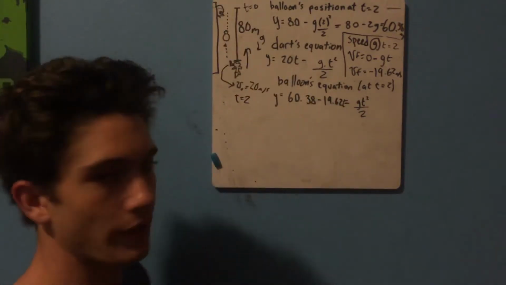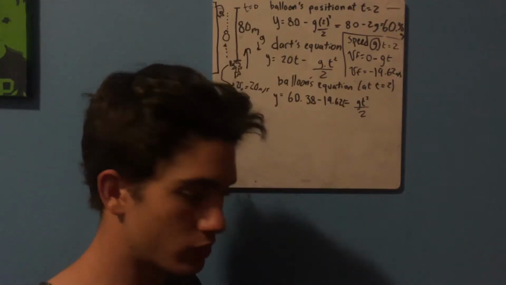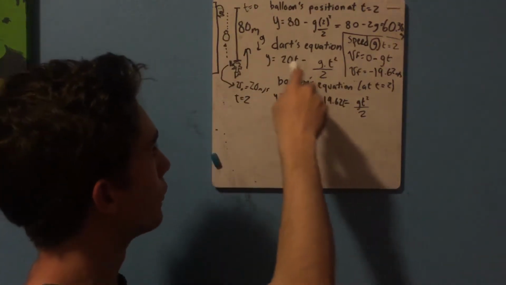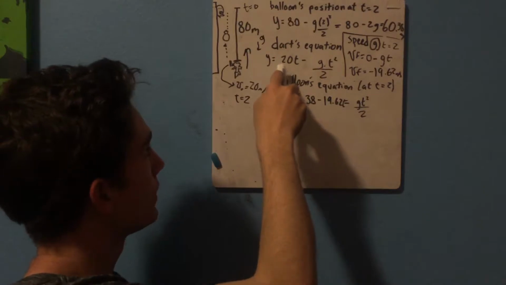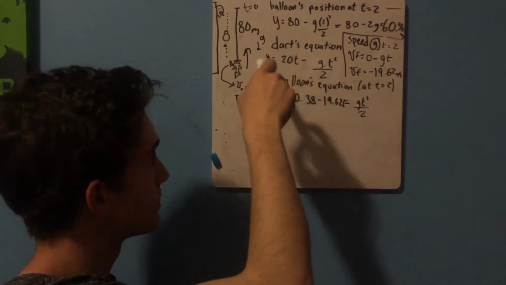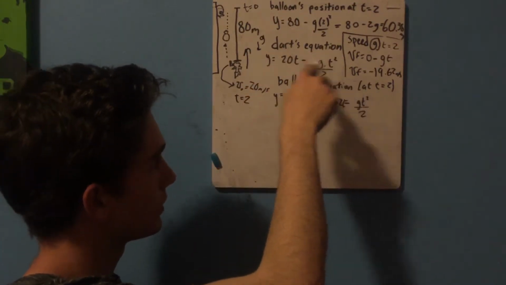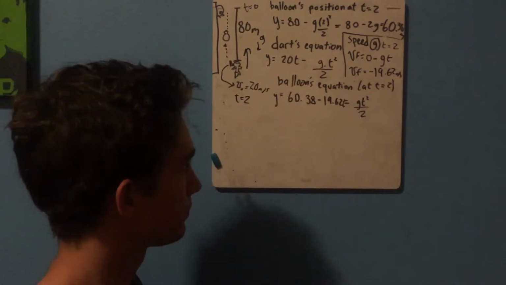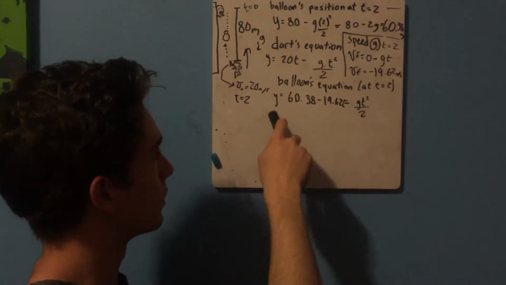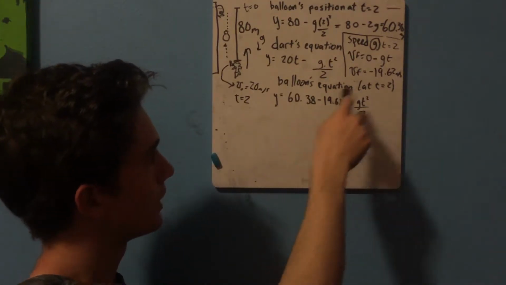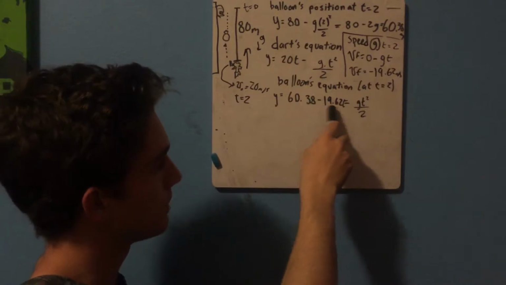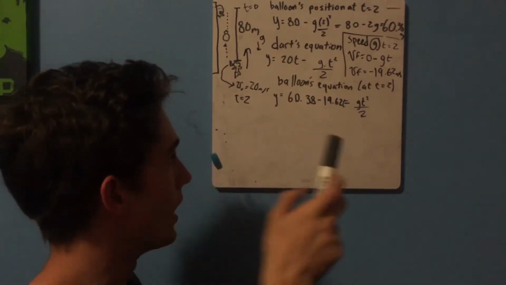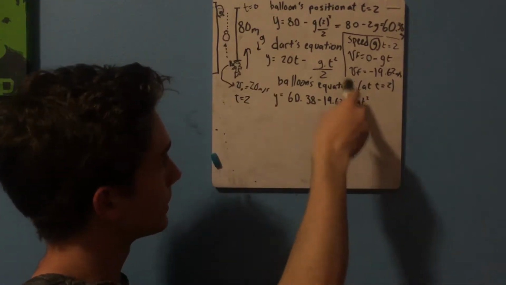So then we have to write the equations for when we already know that time equals 2 and Peppo has already shot the dart. For the dart's case, we have 20, which is the speed at which it's being thrown, minus gt squared divided by 2, which is part of our kinematic equations. Then for the balloon's equation, at time equals 2, we have y equals 60.38, which is the height, minus the speed times the time, minus gt squared divided by 2. As you can see, we have this term exactly the same in both.